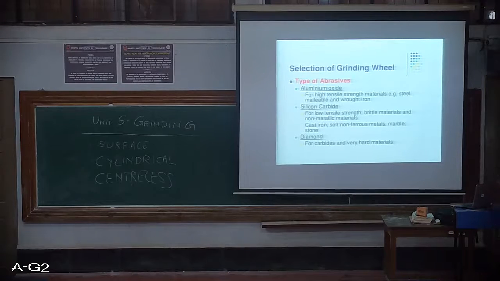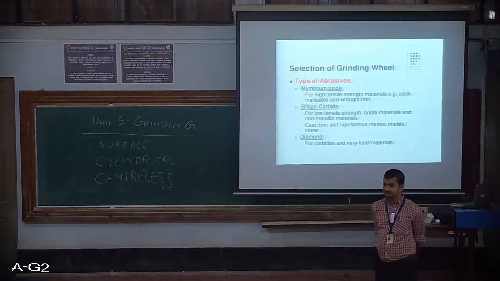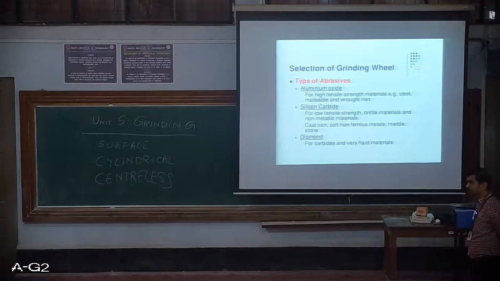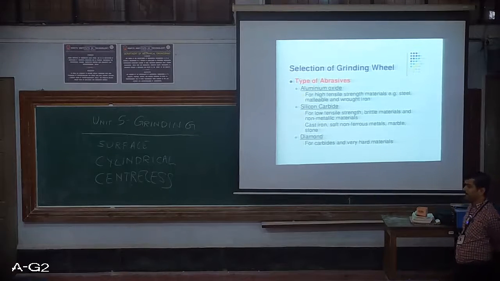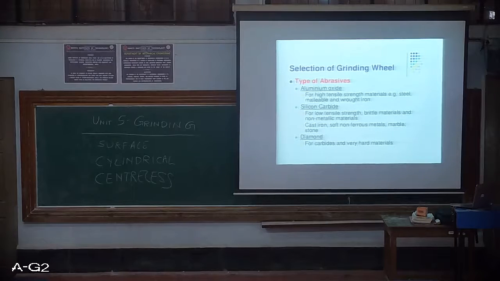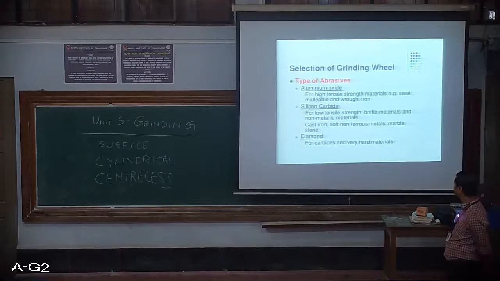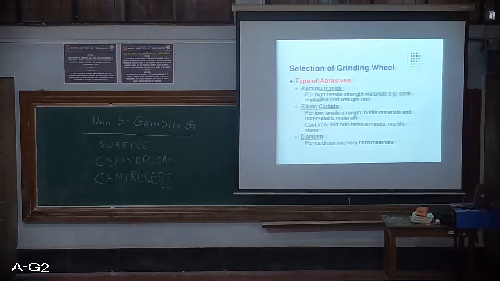Next, silicon carbide for low tensile strength, brittle material and non-metallic materials. If it's a non-metal, then generally we go for SiC, silicon carbide. It has low tensile strength. What do you mean by low tensile strength? Is it ductile or brittle? It is less ductile, more brittle. So that's why for brittle materials, low tensile strength, and non-metallic materials it can be used.